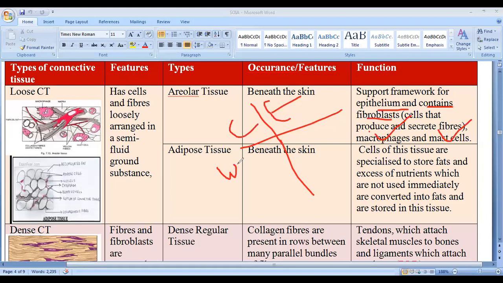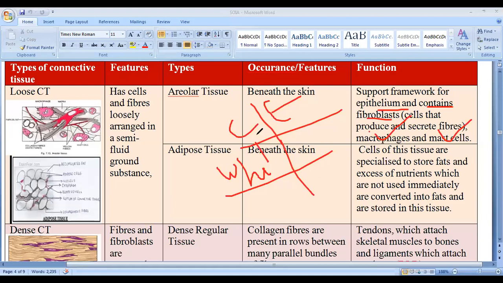the white fiber, because it appears white in color. Yellow fiber, that is elastin fiber. Collagen fiber provides strength, tensile strength. Elastin fiber provides flexibility, it provides elasticity as well as flexibility.